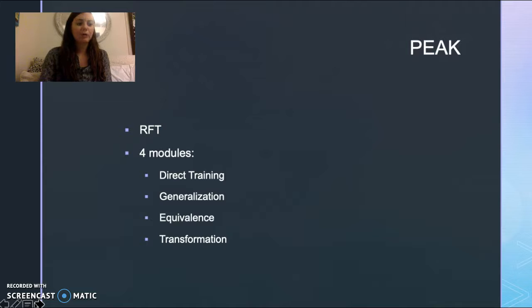One curriculum that incorporates the concepts of RFT and DTT is the Promoting the Emergence of Advanced Knowledge Relational Training System, also known as PEAK. This treatment package consists of a series of assessments and curriculum built in that is derived contingent upon the results from the pre-assessments, and this includes 4 modules: the direct training, generalization, equivalence, and transformation.